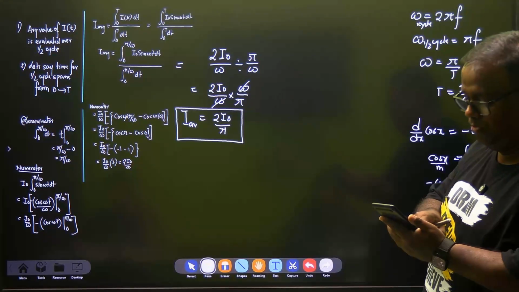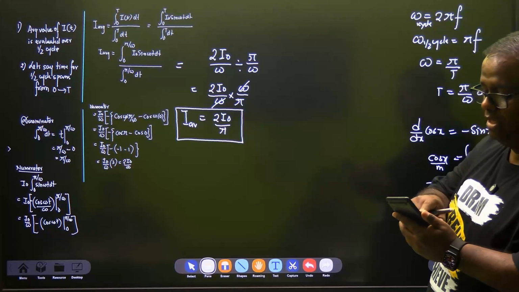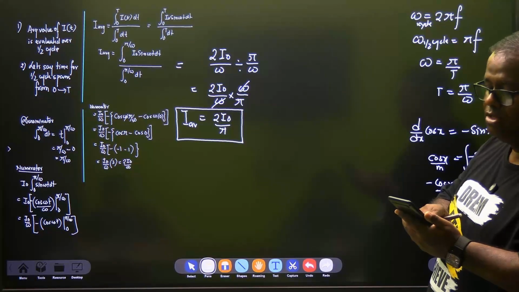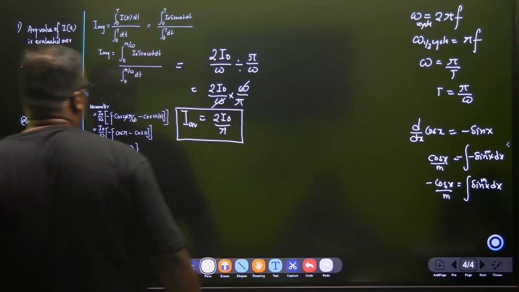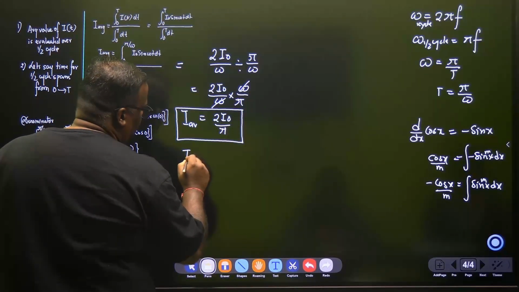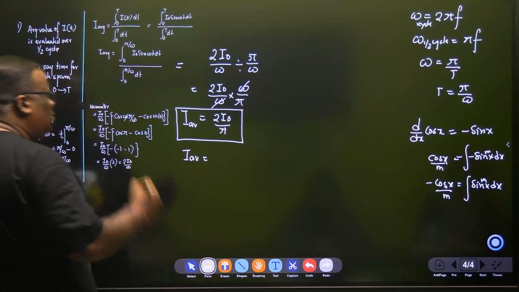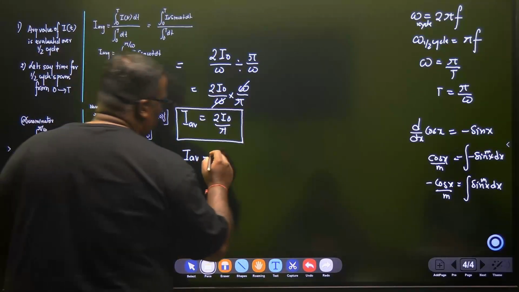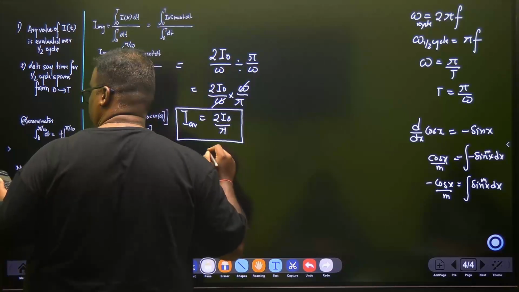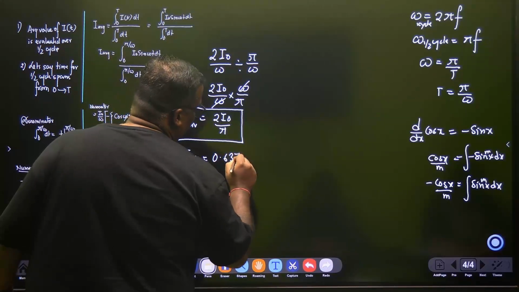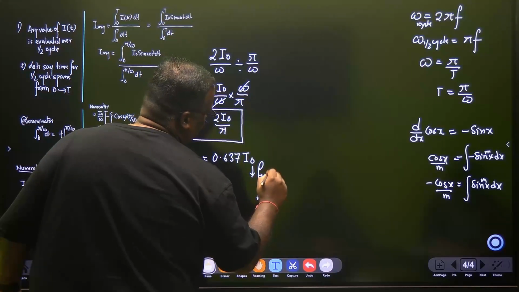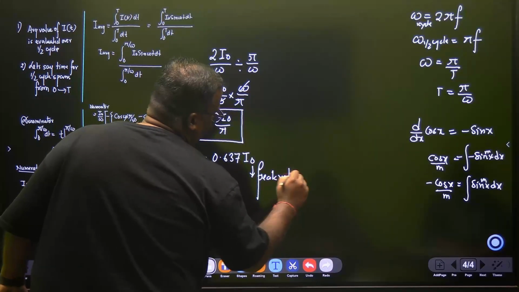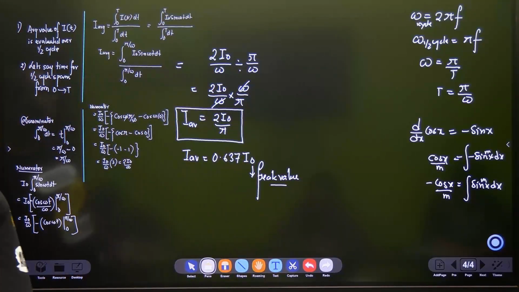So it is 2 divided by pi. So this value is 0.636. Many people take it as 0.637. So the I average of a sinusoidal alternating current is given by 0.637 times the peak value, where this is known as my peak value. Clear?